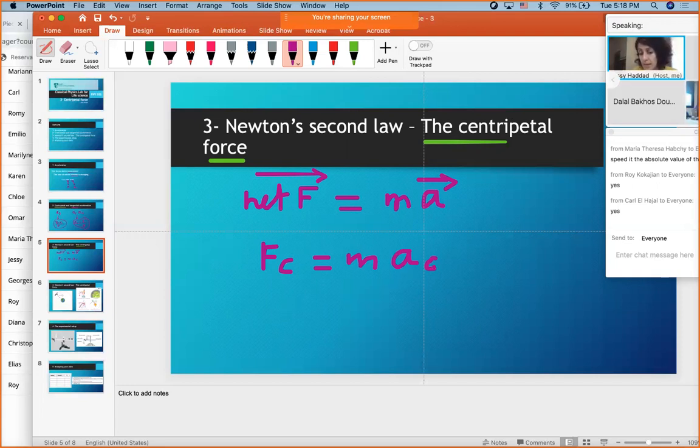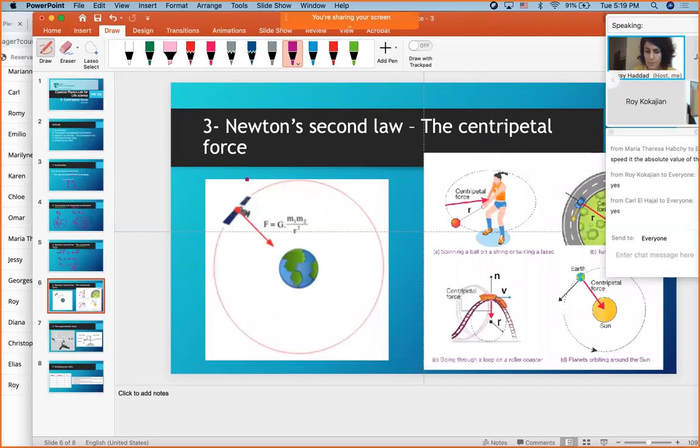I'm going to replace a by v squared over r. So I'm going to have m v squared over r. All right, this is very general. Examples. This is a satellite. The only force on the satellite is the force of gravity. The force of gravity is directed towards the center of the circle of the orbit. It is a centripetal force.